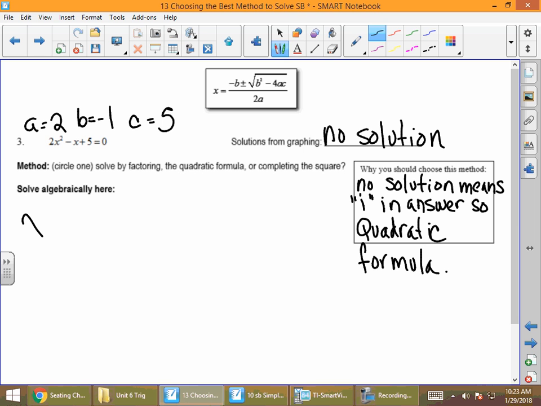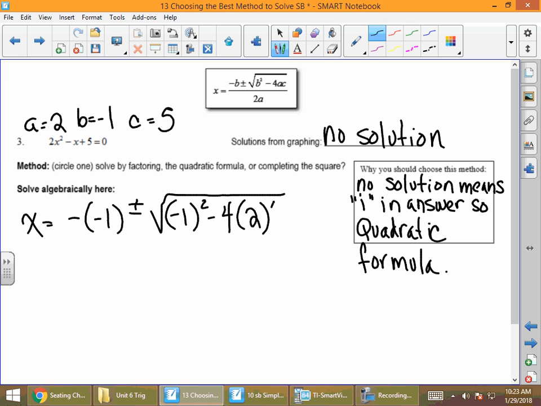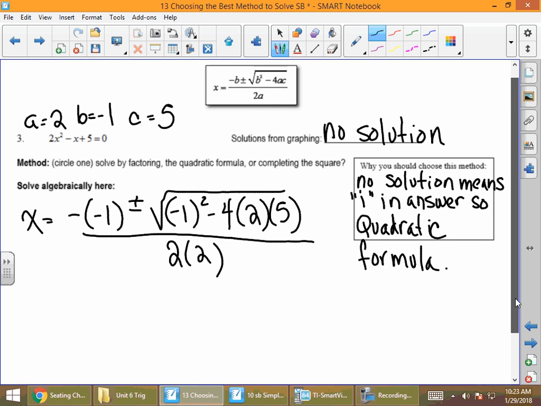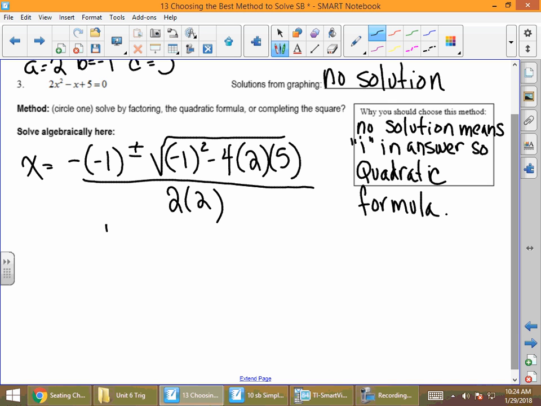It's going to be x equals the opposite of b, plus or minus the square root of b squared minus 4 times a times c, all divided by 2 times a. Use your calculator on this one. I know that I'm not using the calculator because it sometimes gets temperamental up here on the smart board, but use your calculator to help you on this. Double negative is a positive. Negative 1 squared is 1. 4 times 2 is 8 times 5 is 40. All divided by 4.